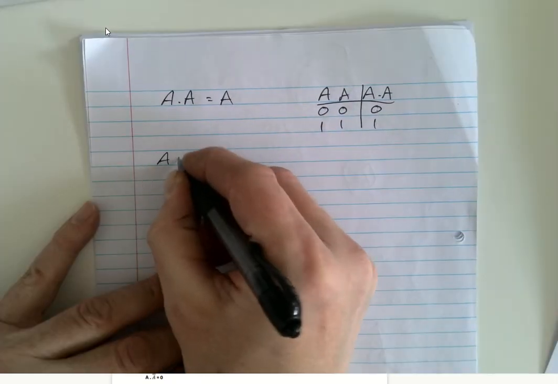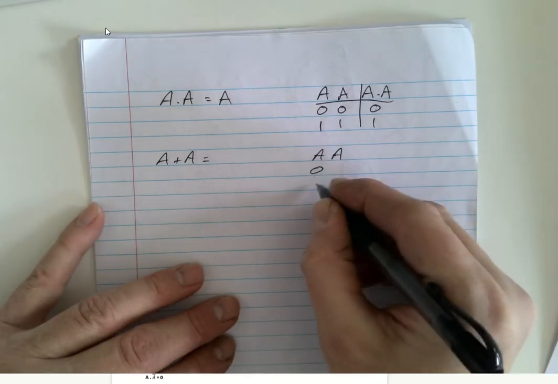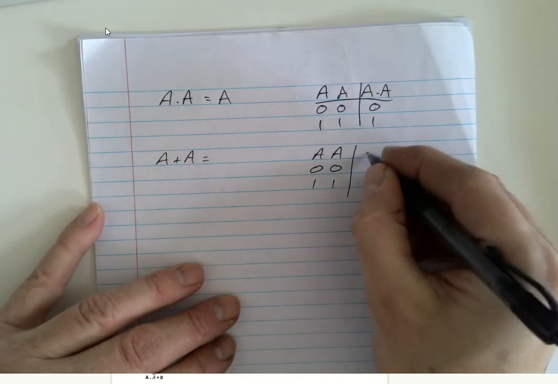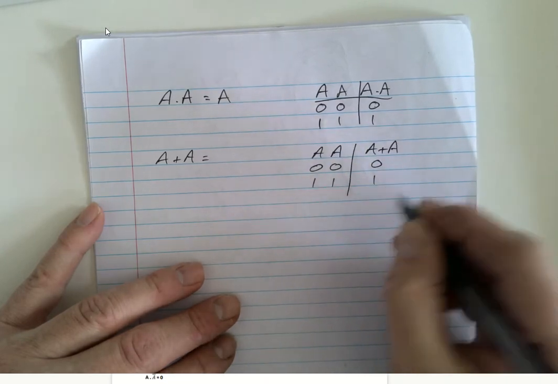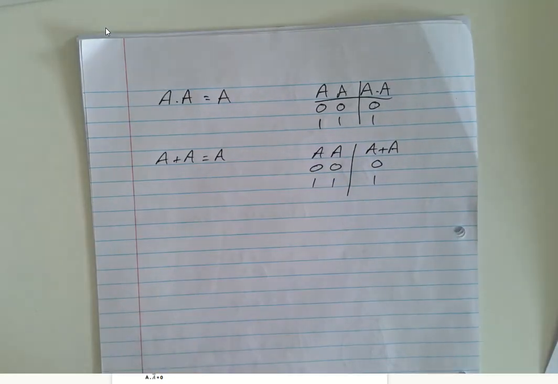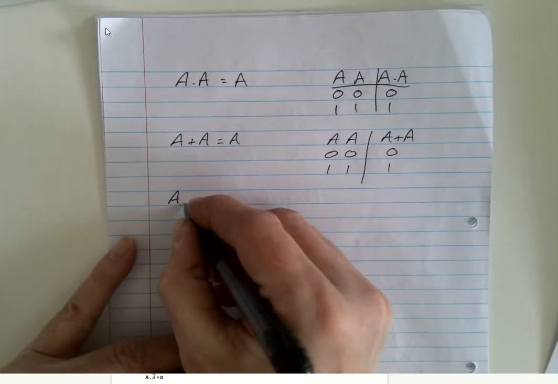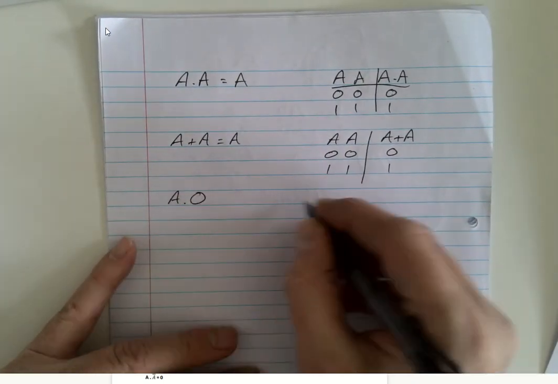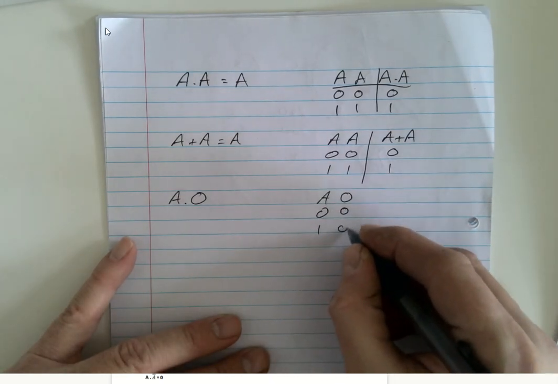In a similar way, let's do A OR A equals, well, let's start with A. Again, two possibilities. A OR A: 0 or 0 is 0, 1 or 1 is 1, we can say. It's pretty boring at the moment, nothing really happening. So let's now do A AND 0. So A is 0 and 1 again. The 0 column is just that.